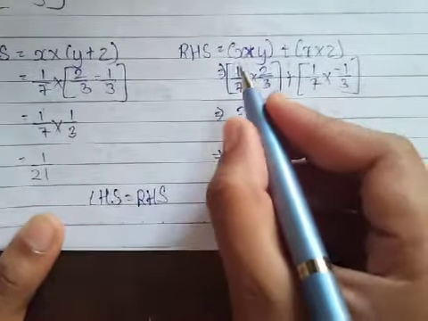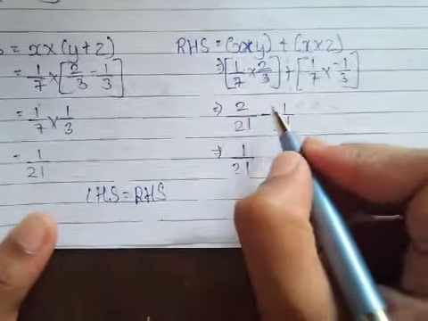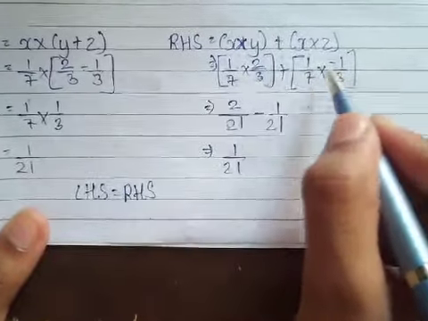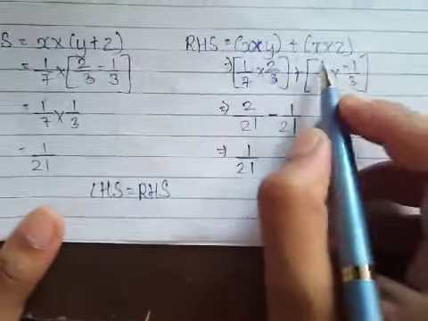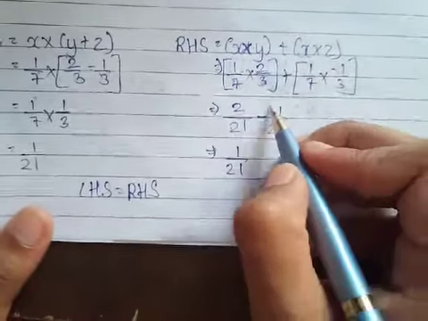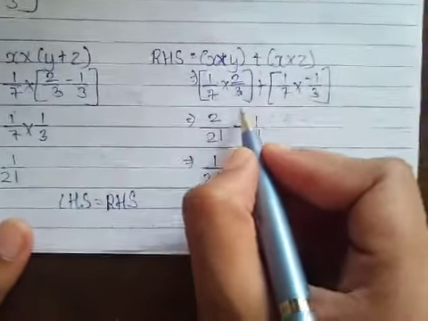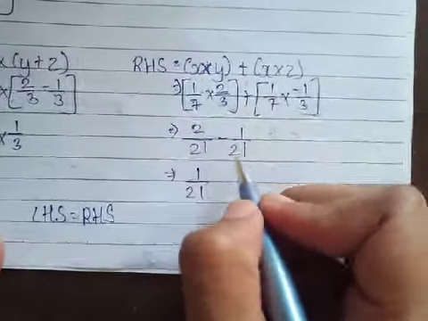So let's do it. 2 1s are 2, 7 3s are 21. So you got 2 by 21 minus. Here also you can see you cannot simplify. So let's do solving. 1 into 1 is 1, 7 3s are 21. Here sign is minus. Here sign is minus. So your answer will also come in minus. So 2 by 21 minus 1 by 21.